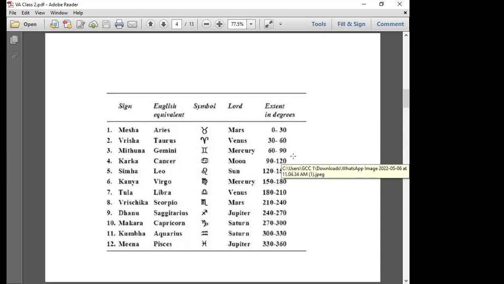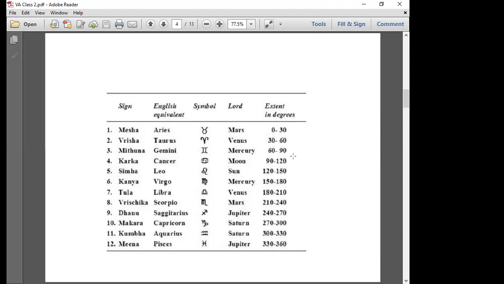The sign of Mesha is known as Aries. You should be familiar with the Sanskrit names and with the symbols, because they hold a lot of potent power in arousing the knowledge inside you. So Mesha is known as Aries. It is owned by Mars.